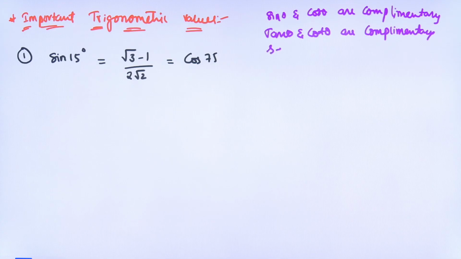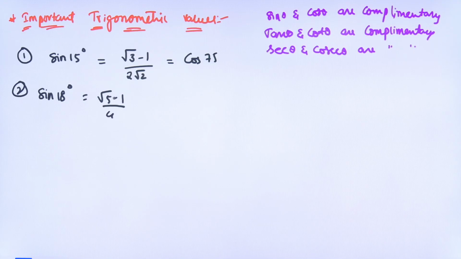In the same way, secant and cosecant are complementary to each other. Okay, with this point, all of you, right? So, sine 15 is (root 3 minus 1) by 2 root 2. Sine 18, these are some standard values which you have to remember: (root 5 minus 1) by 4. Sine 18 will be equal to cos 72, since 90 minus 18 is 72. Okay, students? Right.